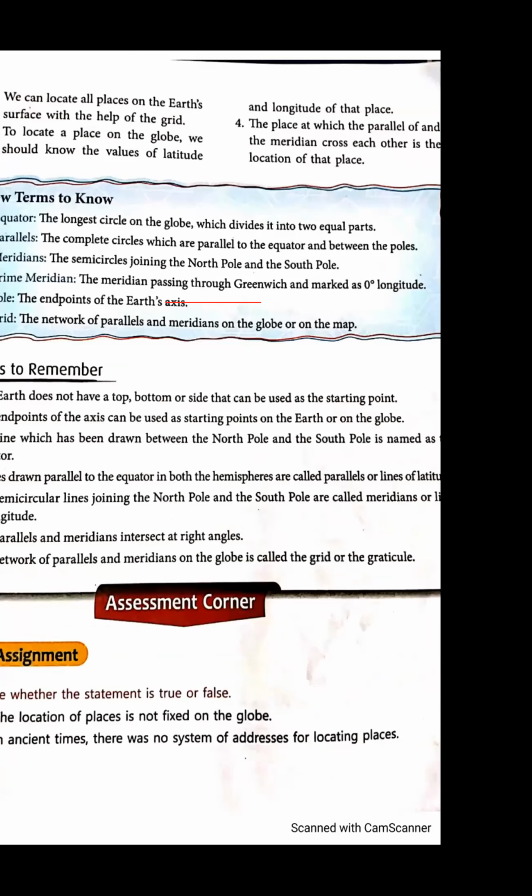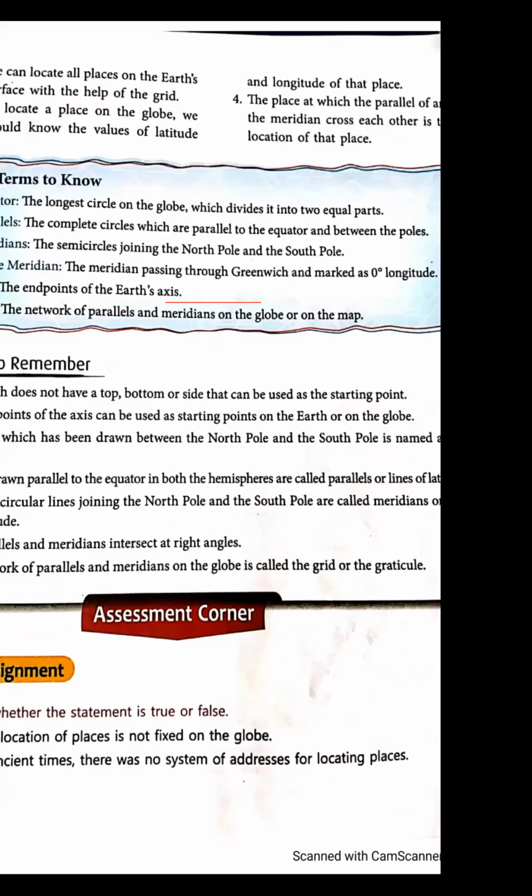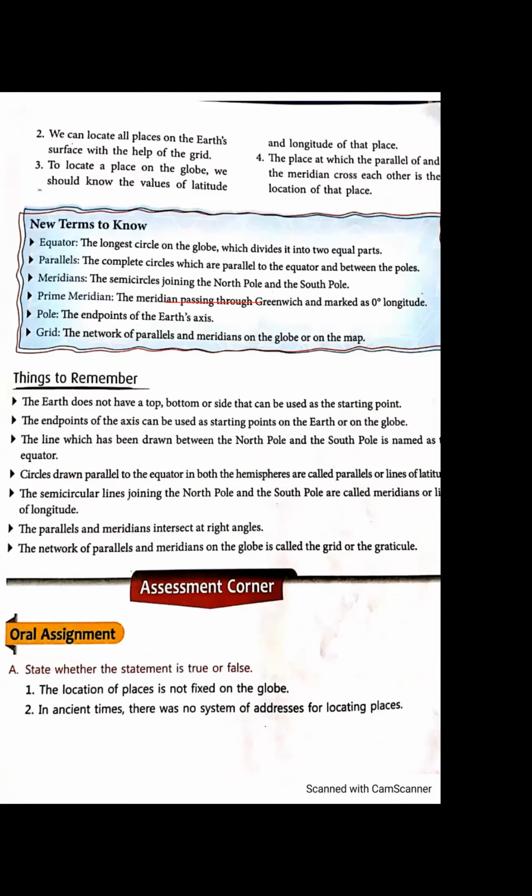Second, in ancient times, there was no system of address for locating places. In ancient times means long, long ago. Is this true or false? Vansham? This is true, ma'am. Long ago, there was no system of address. There were no colonies, no sectors, no house numbers. So this statement is true.